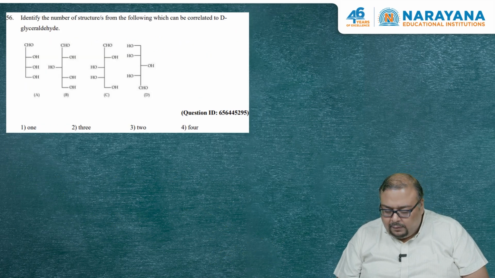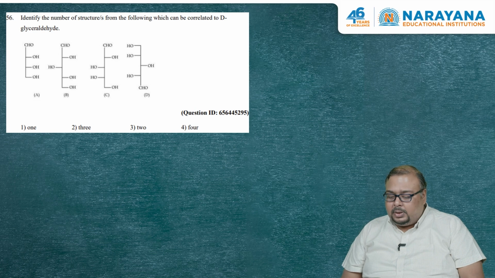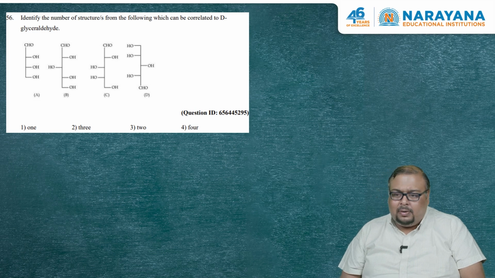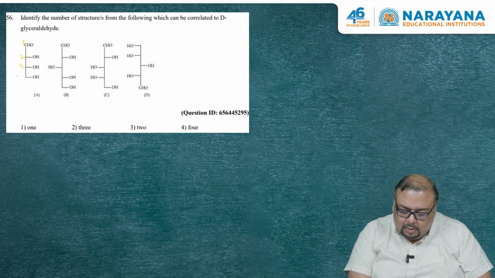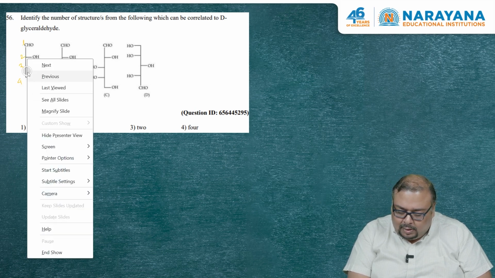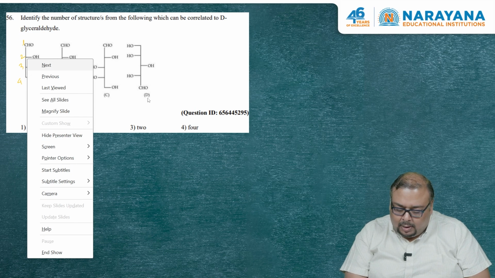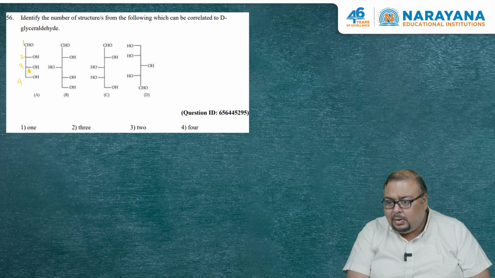Next is question number 56. Identify the number of structures which can be correlated to D-glyceraldehyde. Now for assigning capital D or L configuration, we have to take the highest numbered chiral center, with numbering starting from the highest oxidized carbon, which is CHO in all these cases. So the numbering in this case is 1, 2, 3, 4. It's the C3 which is the highest numbered chiral center. Here OH is on the right, so it is a capital D configuration.